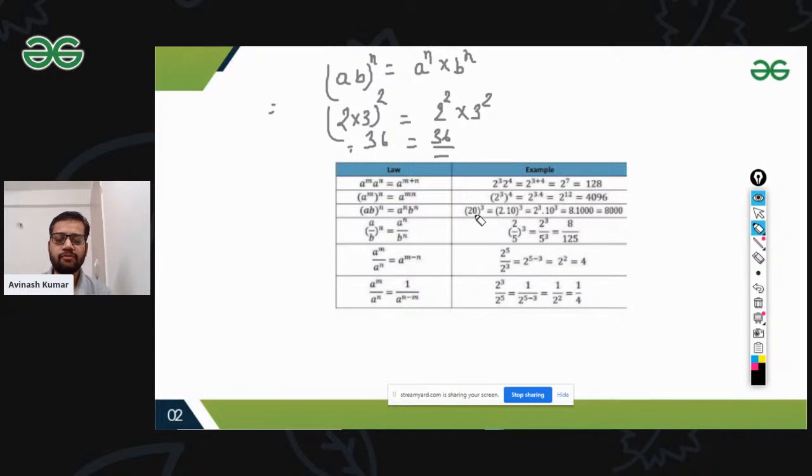You can also write this as 20. I can also differentiate 20 as 2 into 10, to the power 3. 2 to the power 3 is exactly 8. 10 to the power 3 is 1000. This will give you 8000.